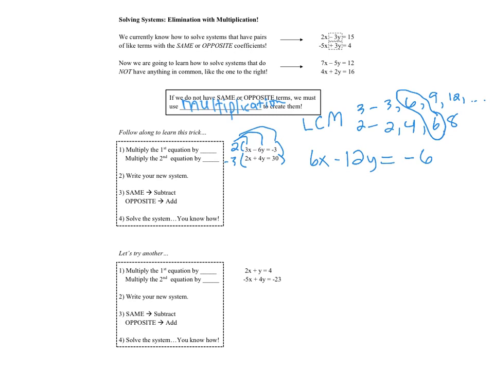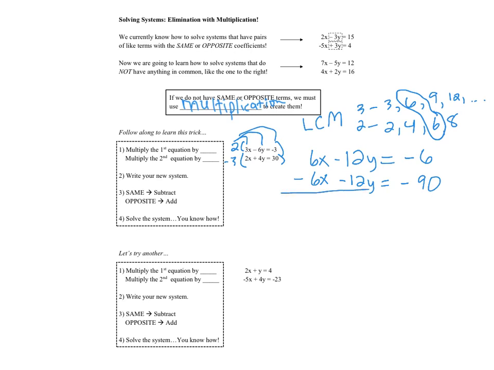We're going to multiply everything in the bottom equation by -3. So that's going to be -6x. -3 times 4 is going to be -12y. And -3 times 30 is going to be -90.